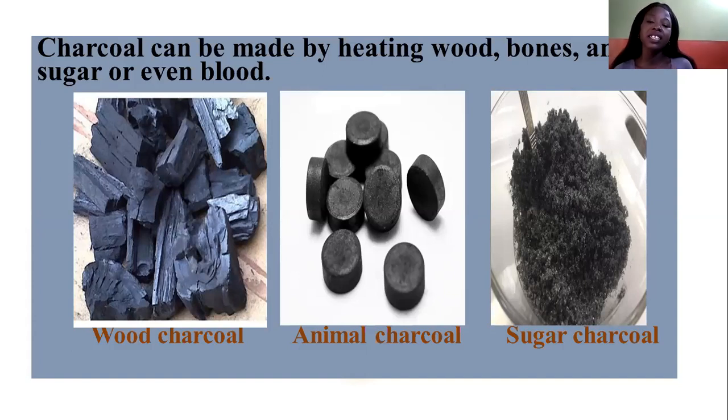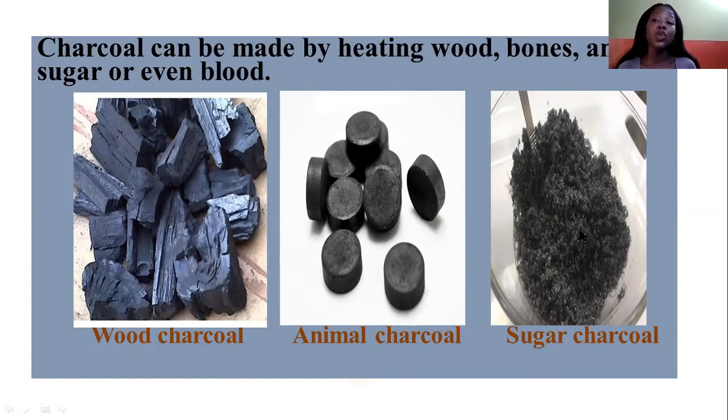by dehydrating sugar. Now, dehydration means removal of water from a substance. So, water is removed from sugar and it forms something like this. So you see the difference between wood charcoal, animal charcoal, and sugar charcoal. Now, wood charcoal is majorly used locally in Nigeria as fuel for cooking. When you see around, you see these people that roast corn and all that, they use this wood charcoal.